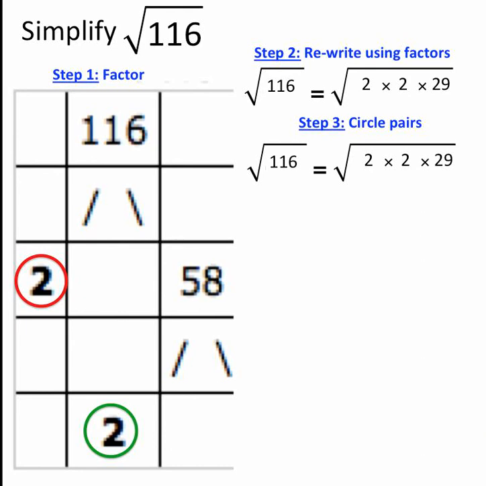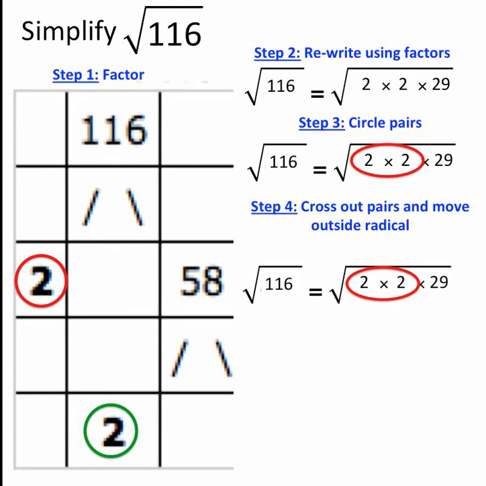My next step is to circle any like pairs. So when I look at this, I have a pair of 2's right there, so I'm going to circle it. My next step is to cross out the pairs and move them outside the radical. So if there's my expression, I'm going to cross out those 2's, and I'm going to move the 2 outside the radical just like that.